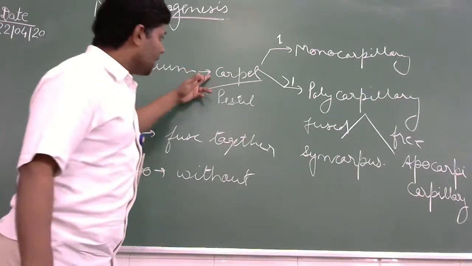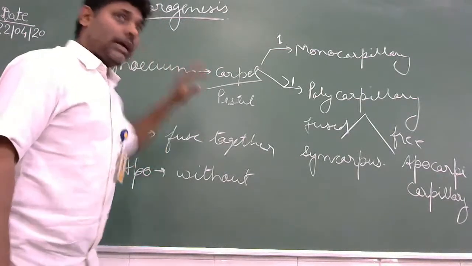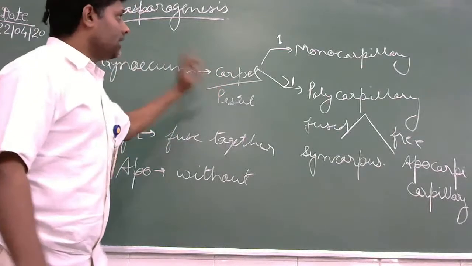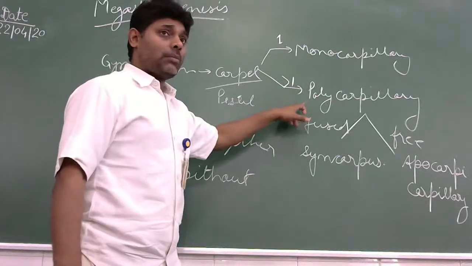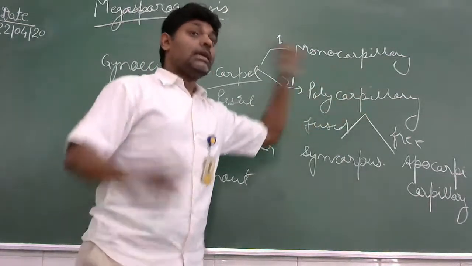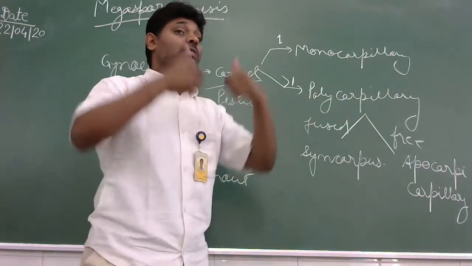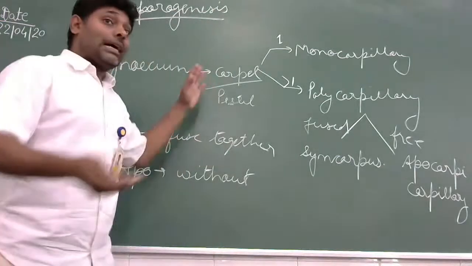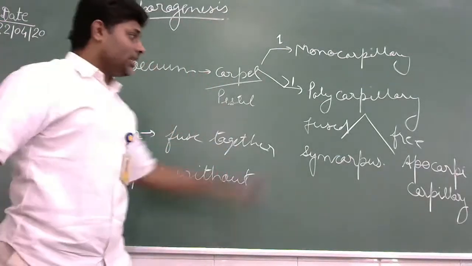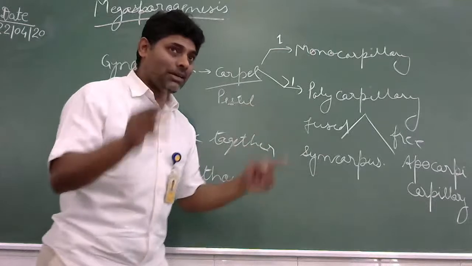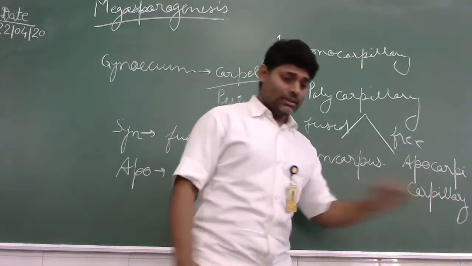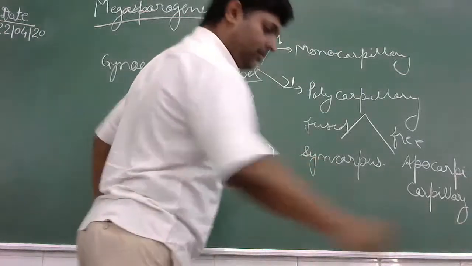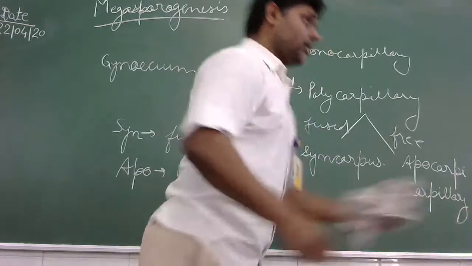Once again, this is the female reproductive part, the gynecium. Its unit is the carpel or pistil. If the gynecium has a single carpel, it is known as monocarpellary. If it has more than one carpel, it is known as polycarpellary. Polycarpellary gynecium may be of two types. If the carpels are fused, it is known as syncarpous, and if the carpels are free, it is known as apocarpellary. Right? Next.